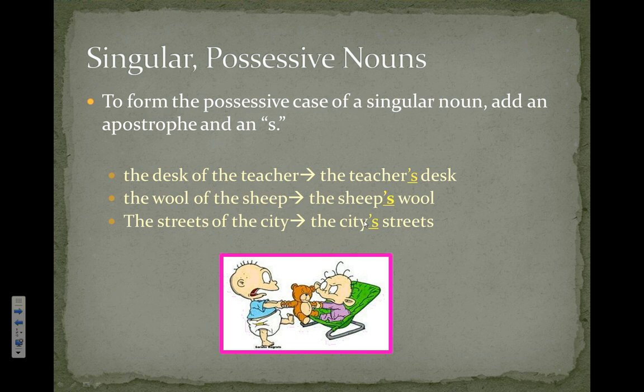Notice, I did not change the Y to I. That's because city is singular. It's not plural. All of these nouns are singular, so I just add apostrophe S. That's very straightforward, and most of you probably feel very comfortable with that.